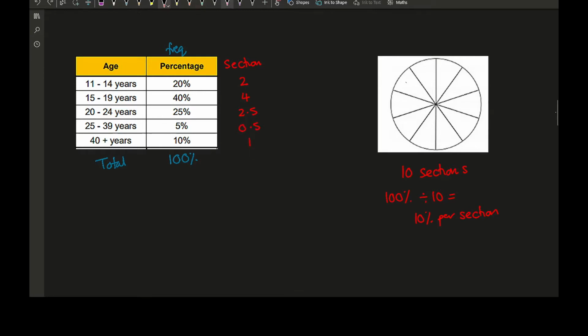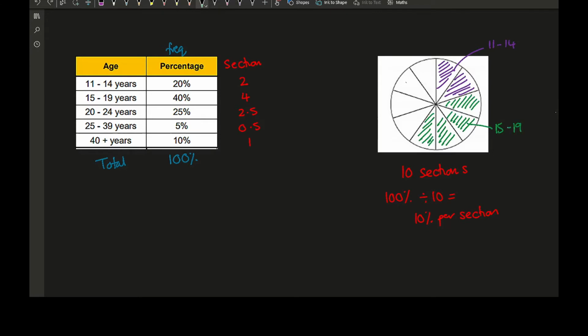So once I've worked out the sections, I then need to colour in, or shade in, my pie chart. So 11 to 14 is 2 sections. So again, highlighting those 2 sections and labelling it as 11 to 14. The next section, which is 15 to 19, so that's 4 sections. So that's 1, 2, 3, 4. And again, label that as 15 to 19.